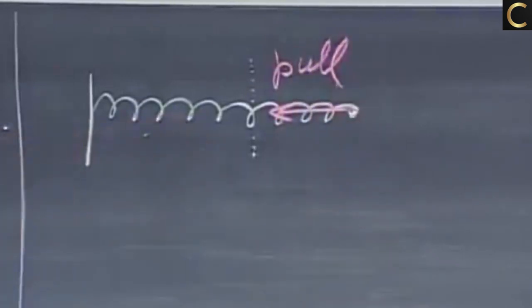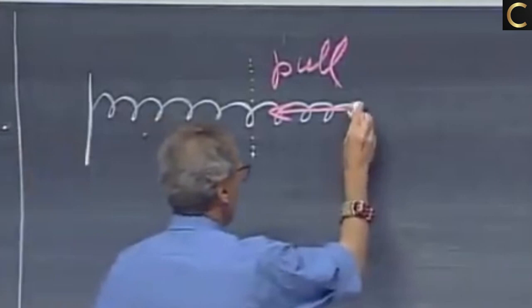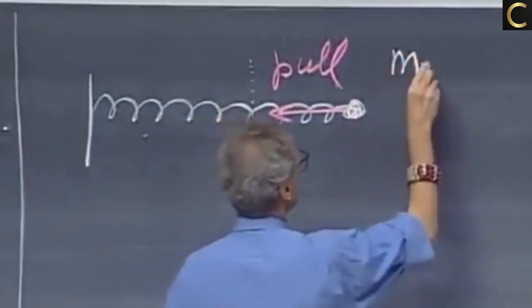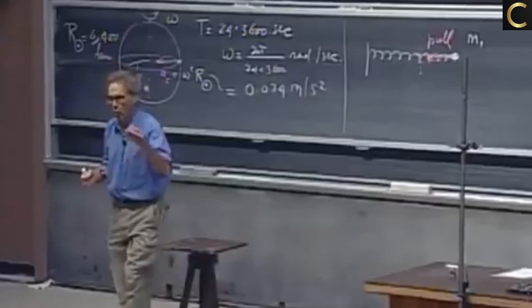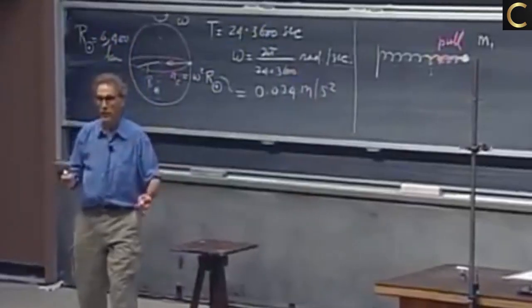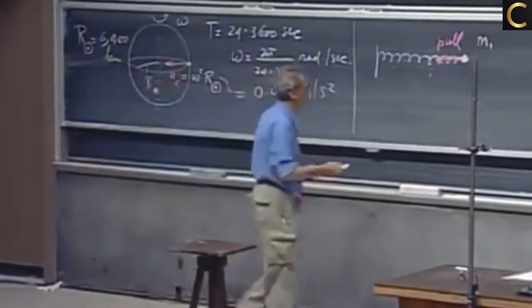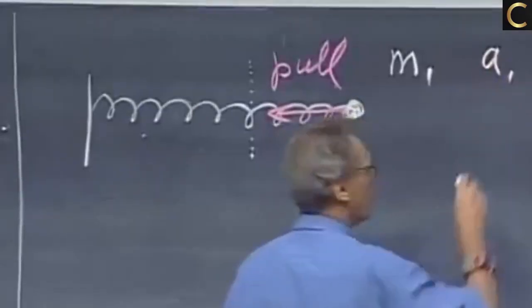non-negotiable. I put a mass m1 here, and I measure the acceleration that this pull causes on this mass immediately after I release. I can measure that. So I measure an acceleration a1.